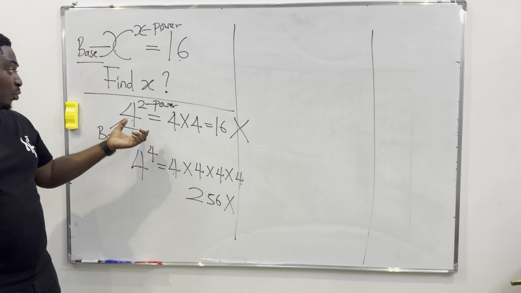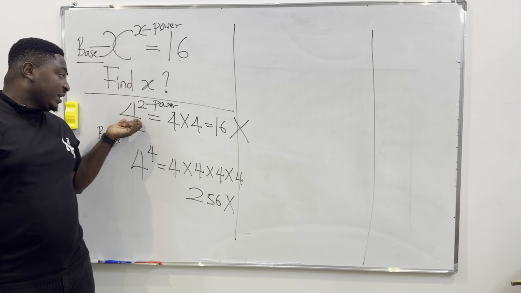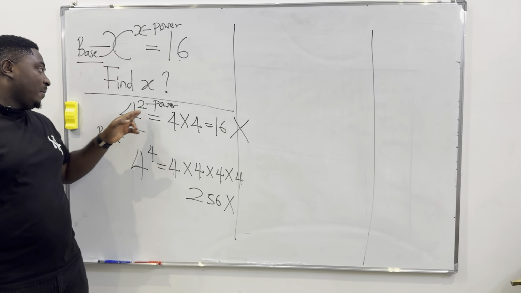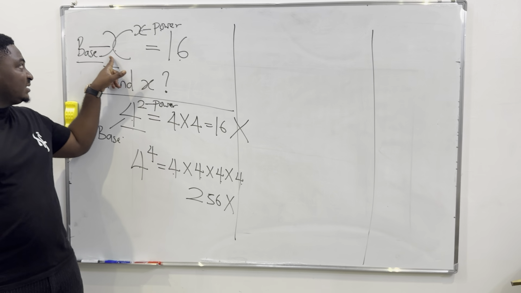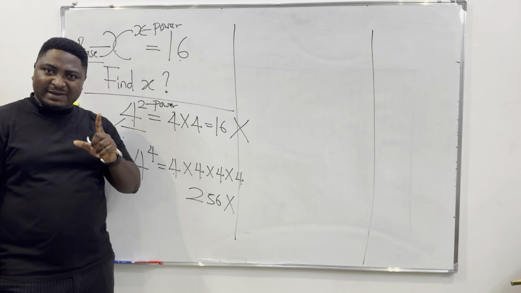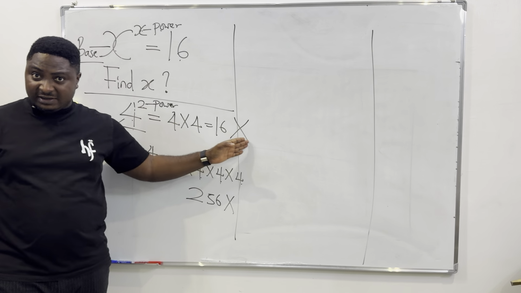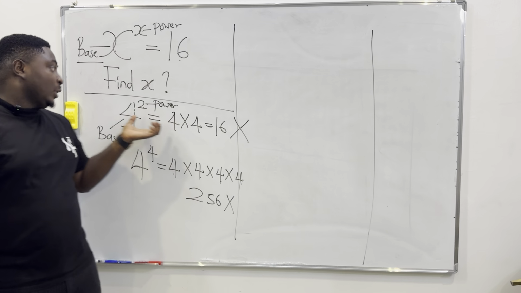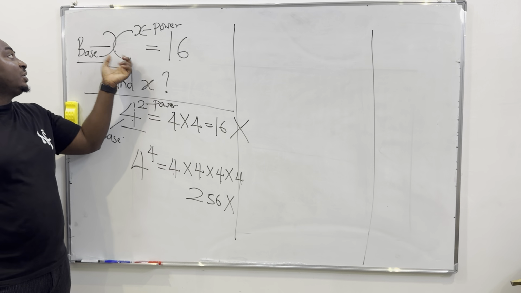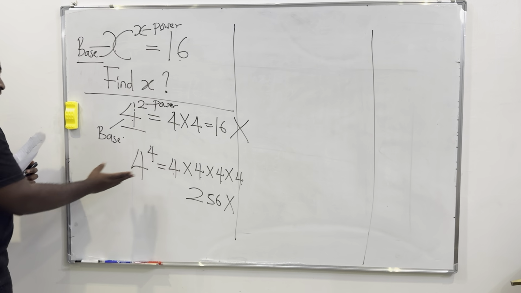Now, let me just recall why this first one is wrong. Of course, it gave us 16, but the method to get 16 is wrong, because the method said base is 4, power is 2. But the question said base is x, power is also x. Meaning that the base and the power should exactly be the same number. So that's what makes this wrong. I'm not saying that 4 squared is not equal to 16. Yes, 4 squared equals 16, but it doesn't obey the question on board. The question says the base and the power must have the same number. So you see that this is also wrong.